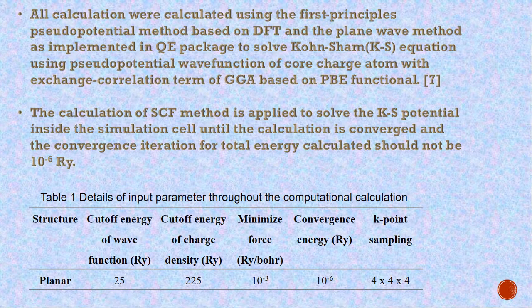And now, Table 1 shows the details of the input parameters throughout the computational calculation in this project. We start with the cutoff energy of the wave function, where we use 25 Ry. For the cutoff energy of charge density, we use 225 Ry. For the minimized forces, we use 10^-3 Ry per Bohr. The convergence energy is 10^-6 Ry. And for K-point sampling, we use 4 times 4 times 4.